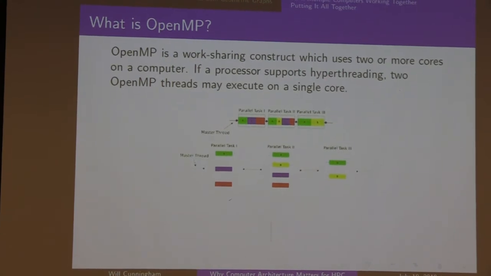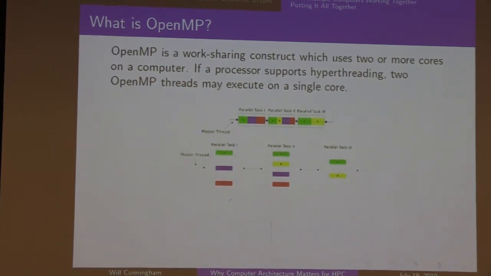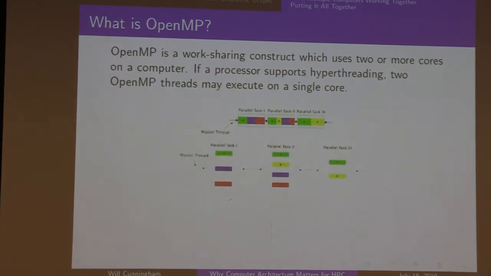OpenMP, as I've shown it here, is a work sharing construct. It uses 2 or more cores on a computer. If the processor supports hyperthreading, then 2 OpenMP threads may execute on a single core. Hyperthreading is something which may or may not be enabled in a supercomputer, just for stability reasons. But what it means is that in many modern processors, there is an extra little cache to have things ready to go for another thread so that you can do 2 threads per core. If you're using a Xeon Phi processor, it can do 4 threads per core, but not very many people have those.